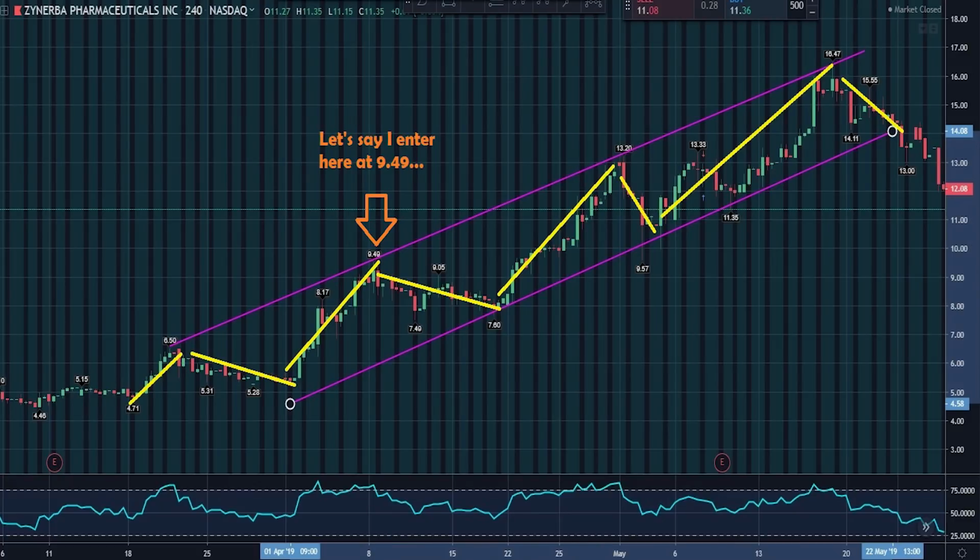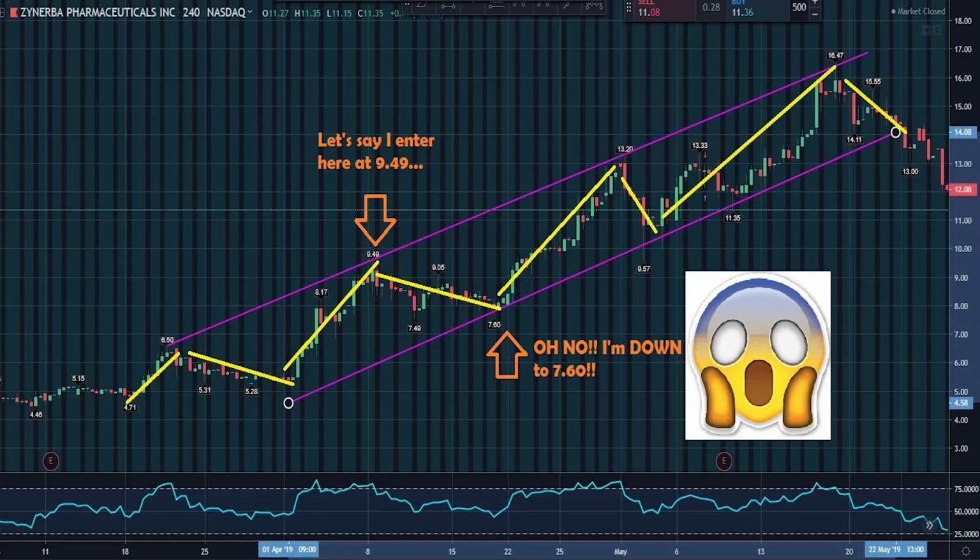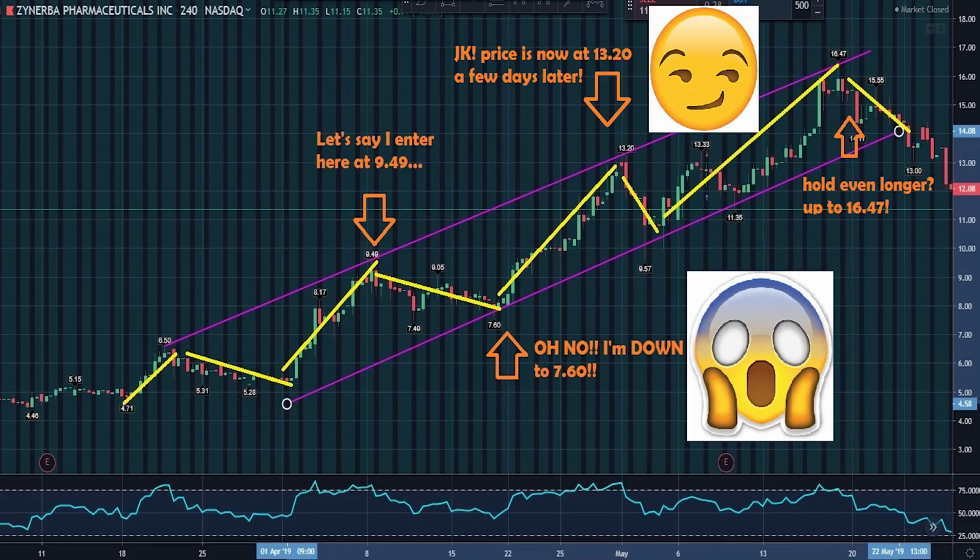So let's say you even enter at a top of a move, and because it's an uptrend, there's a less likely chance of you losing money, and there's also a higher chance that the price will climb to, if not beyond, your price of entry.